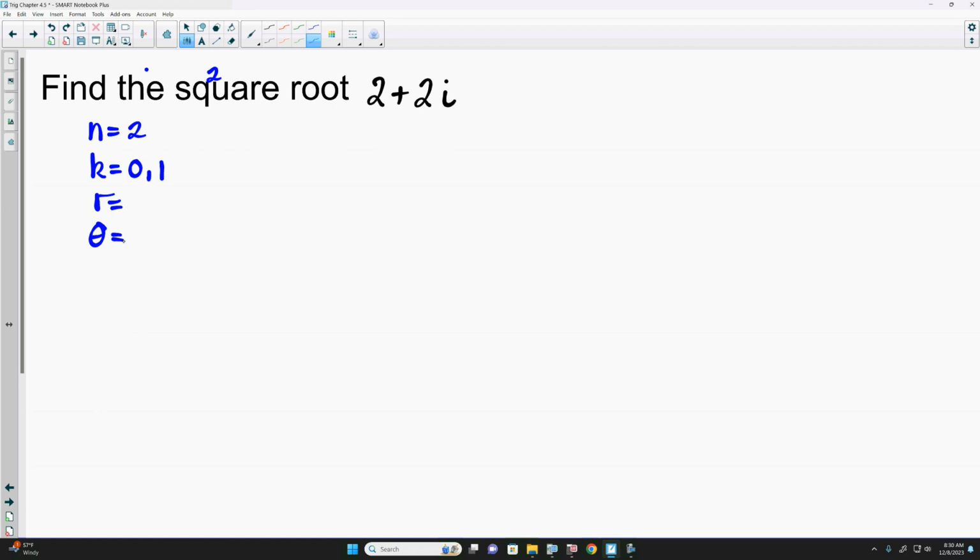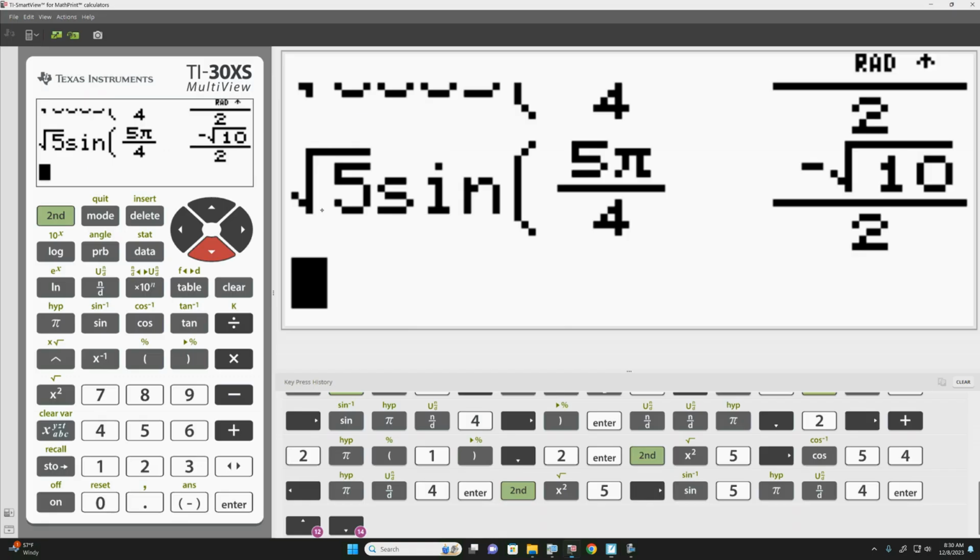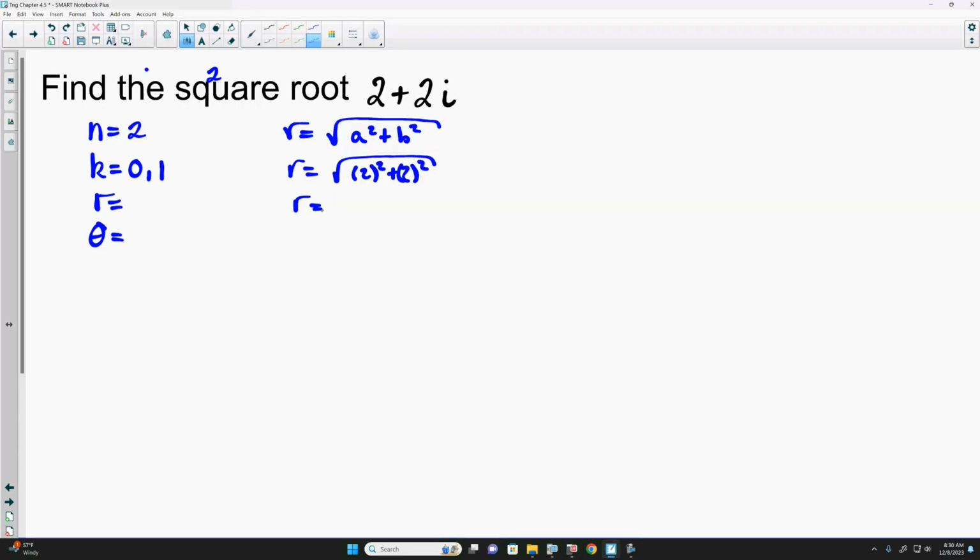Now, the first thing we need to do is find the value of r. r is the square root of a squared plus b squared. And for us, that'd be the square root of 2 squared plus 2 squared. 2 squared is 4, 2 squared is 4, so r is the square root of 8.